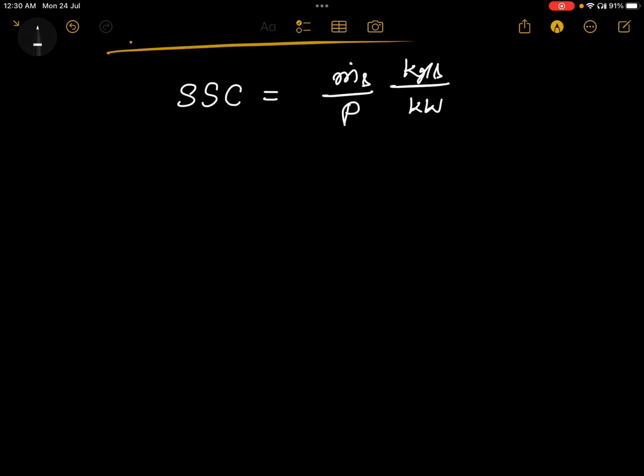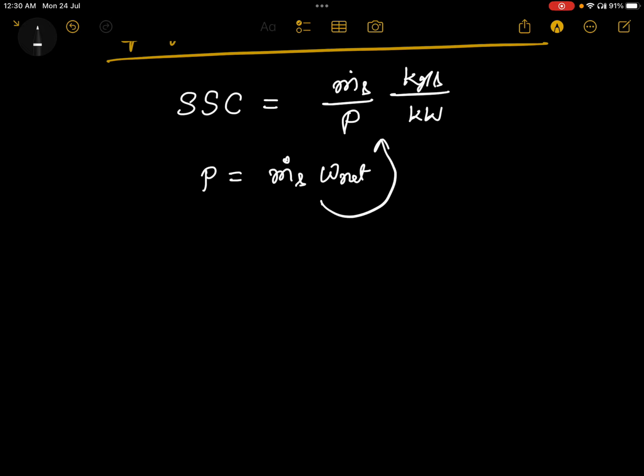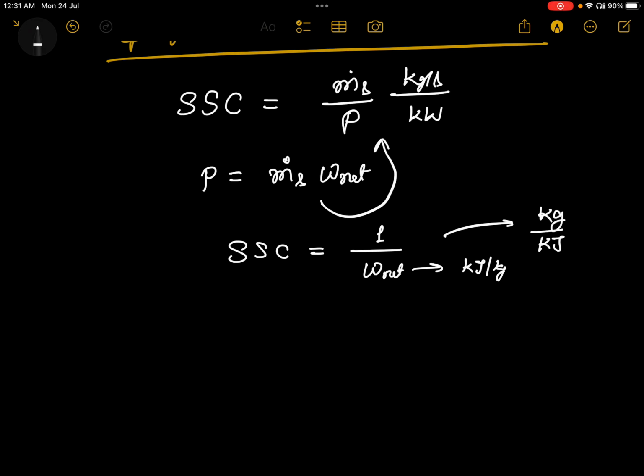So we know what power is. Power is equal to mass of steam rate into net work output. So from this equation, we get that specific steam consumption is equal to 1 upon small w net. This is in kilojoule per kg, so specific steam consumption we get in kilogram per kilojoule, or kilogram per kilowatt second. You can also write it that way.